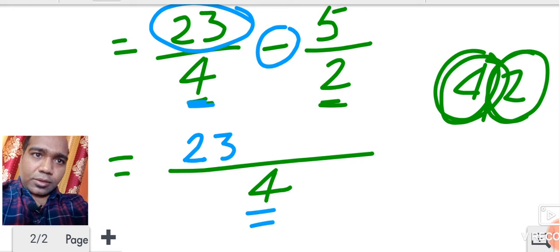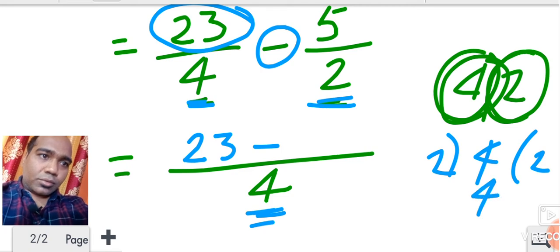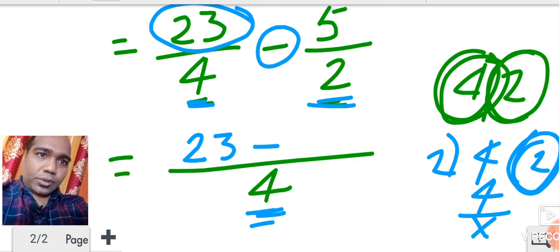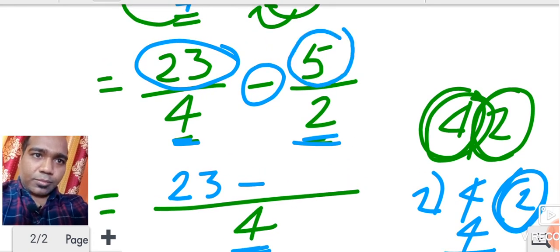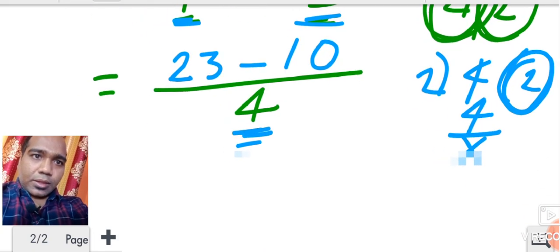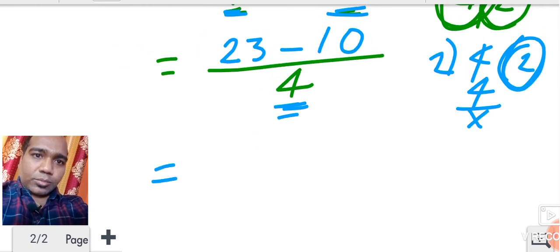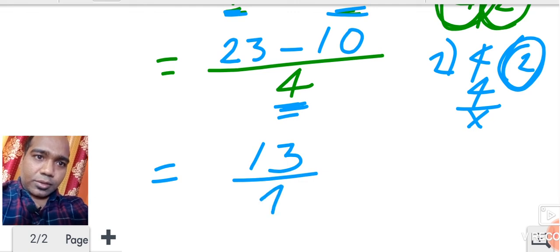Now the minus sign is there, so we'll write minus as it is. Now this 4 divided by 2, how much will we get? 4 divided by 2, 2 twos are 4. Okay. So we are getting 2 here. Now this 2 we have to multiply with what? We have to multiply with 5, the numerator. 2 fives are 10. So we'll write here 10. Okay. Now 23 minus 10, how much will we get? 23 minus 10, if you subtract, you'll get 13. 13, and in the denominator 4 is there, so we'll write 4.